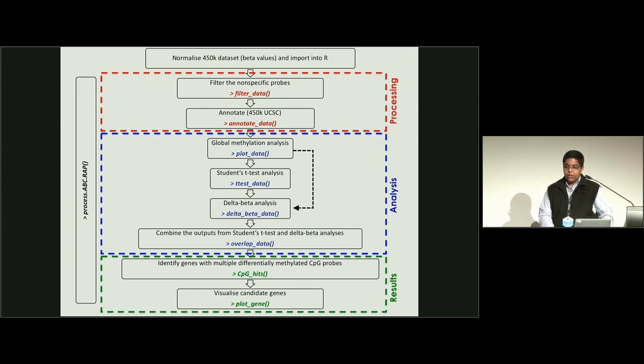The analysis part has 2 parts. There's the global DNA methylation analysis to give you an overview about the methylation status of leukemia and controls. And there's the differential methylation analysis, which applies students' t-test and delta-beta analysis to identify CpG sites that are differentially methylated. In the results section, it provides a list of genes that are differentially methylated, and these genes have at least 2 CpG sites that are differentially methylated. And also, it plots all of the probes for these candidate genes to select a region of interest.